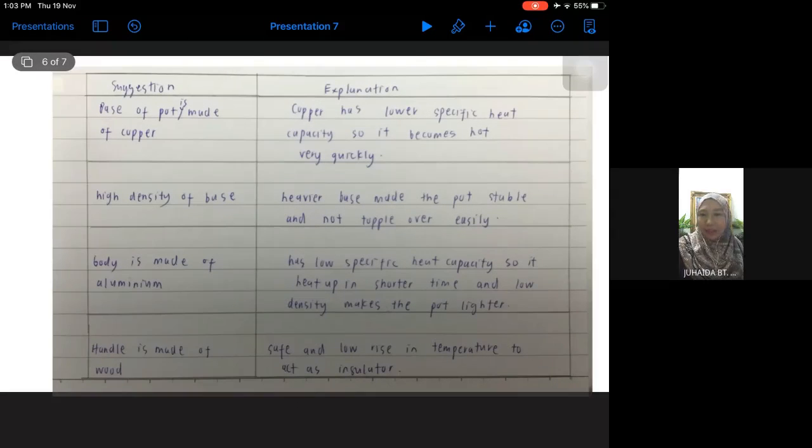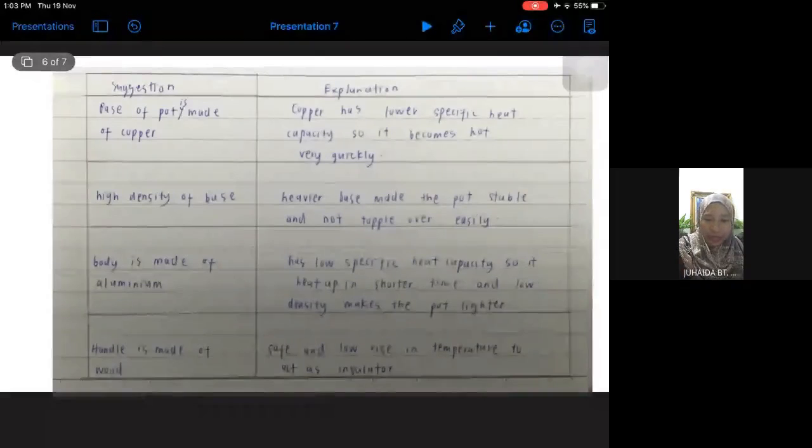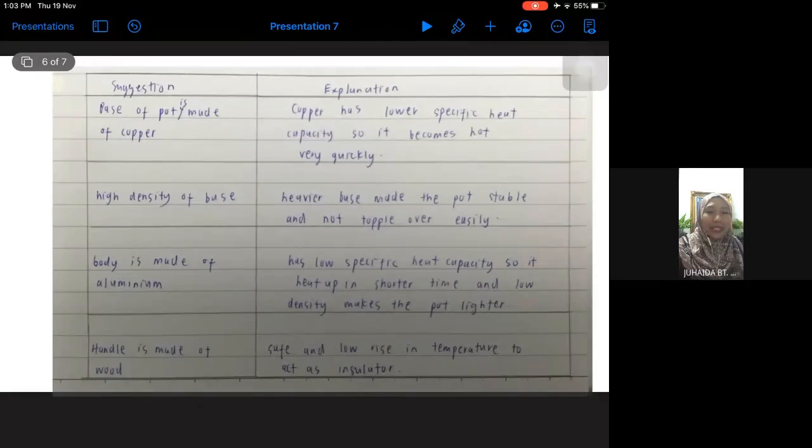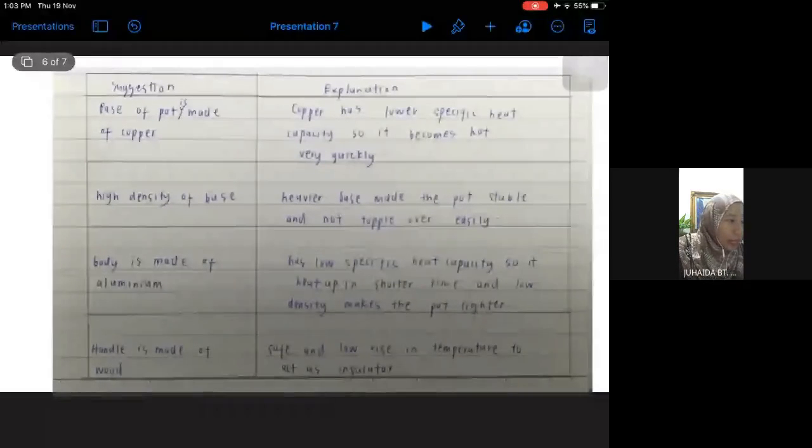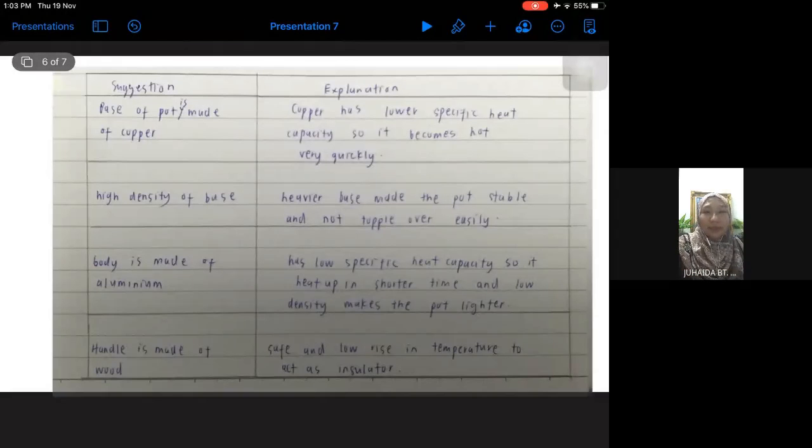Ringan. Betul? So normally soalan dia jarang yang pakai high density tau. Biasanya dia akan ambil yang low density supaya dia lighter. Dia mudah untuk diangkat. Okay? So high density of base ni salah. So betulkan kita pilih low density of material. Okay? Tak payah sebut base. Kita sebut pot tu sajalah. Maksudnya pot tu diperbuat daripada bahan yang low density.